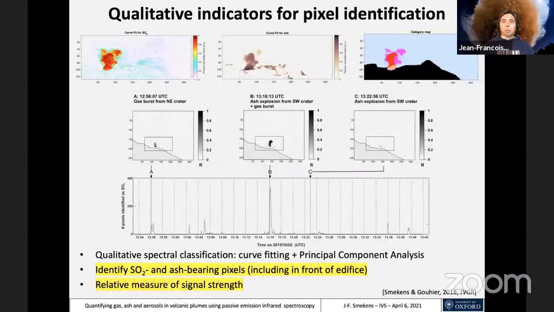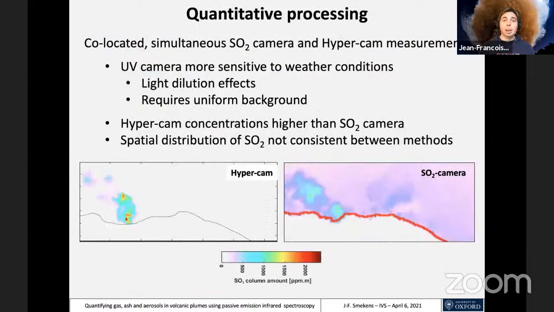So in conclusion, we've seen that those qualitative indicators can be good for pixel identification and pixel flagging, essentially to identify the SO2 and ash-bearing pixels, and then get a relative measure of the signal strength, and then direct computational resources for more intense processing, such as the one that I will get into later right now.